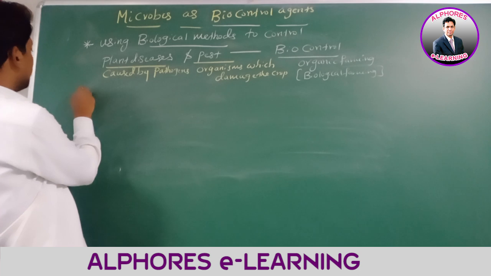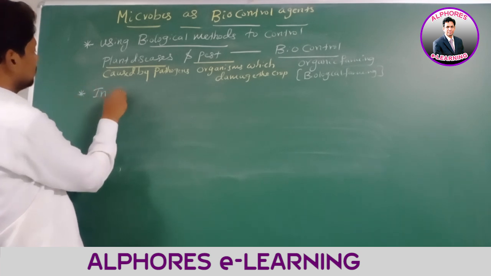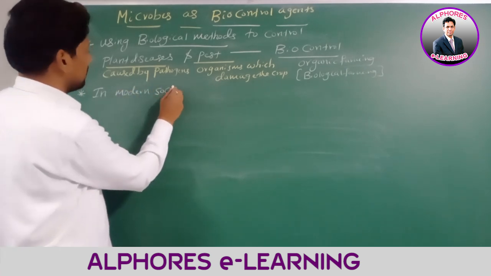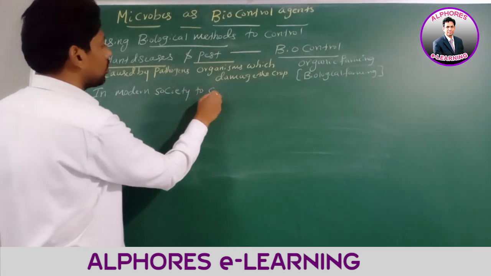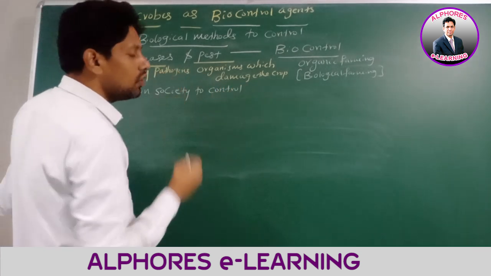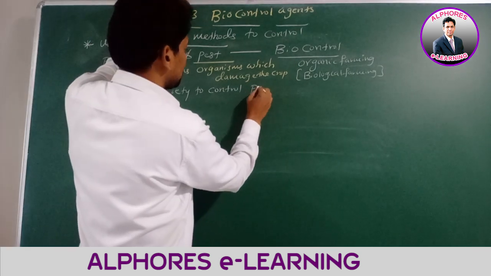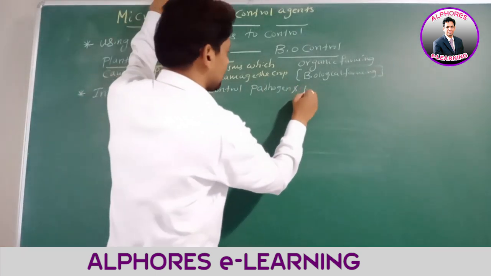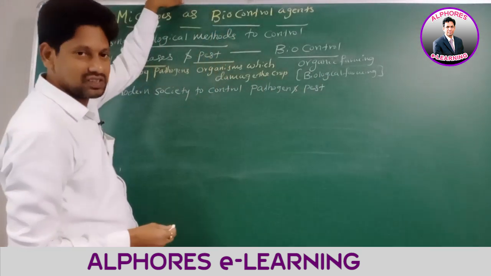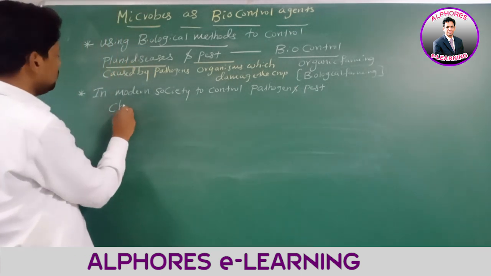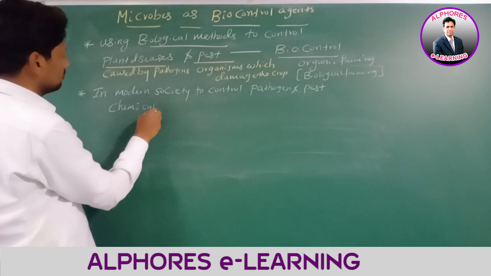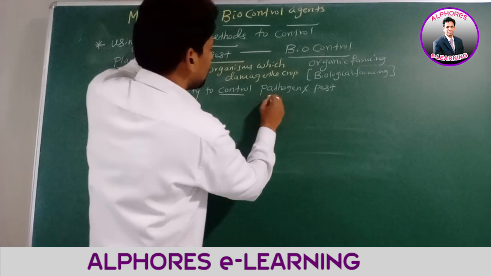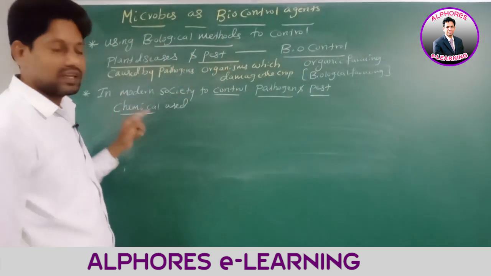Now listen here. In modern society, to control pathogens and pests, chemicals are used. What are used, sir? Chemicals are used. Why? To control pathogens and pests.